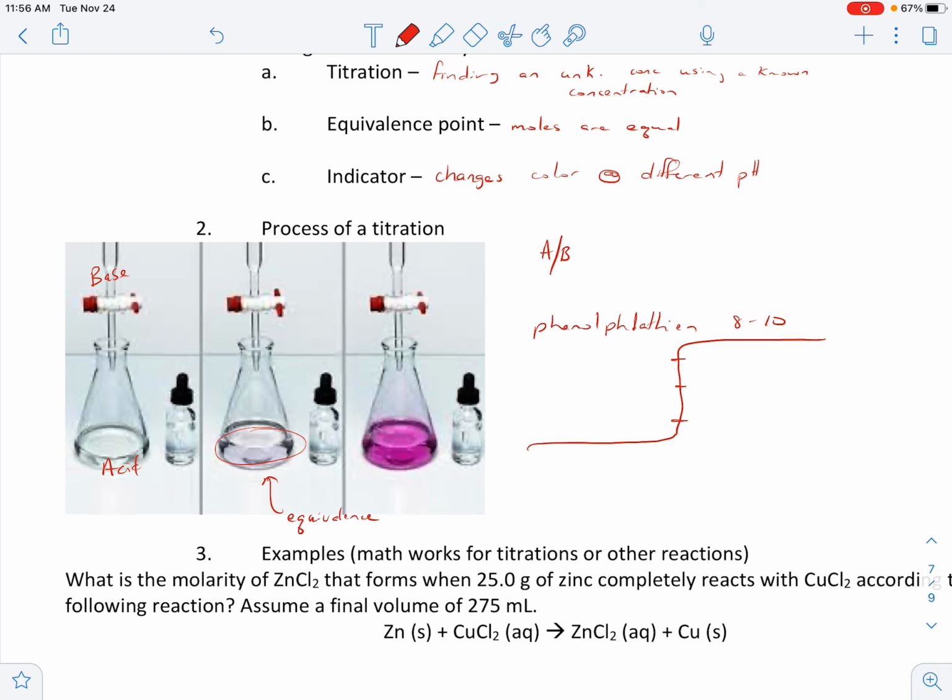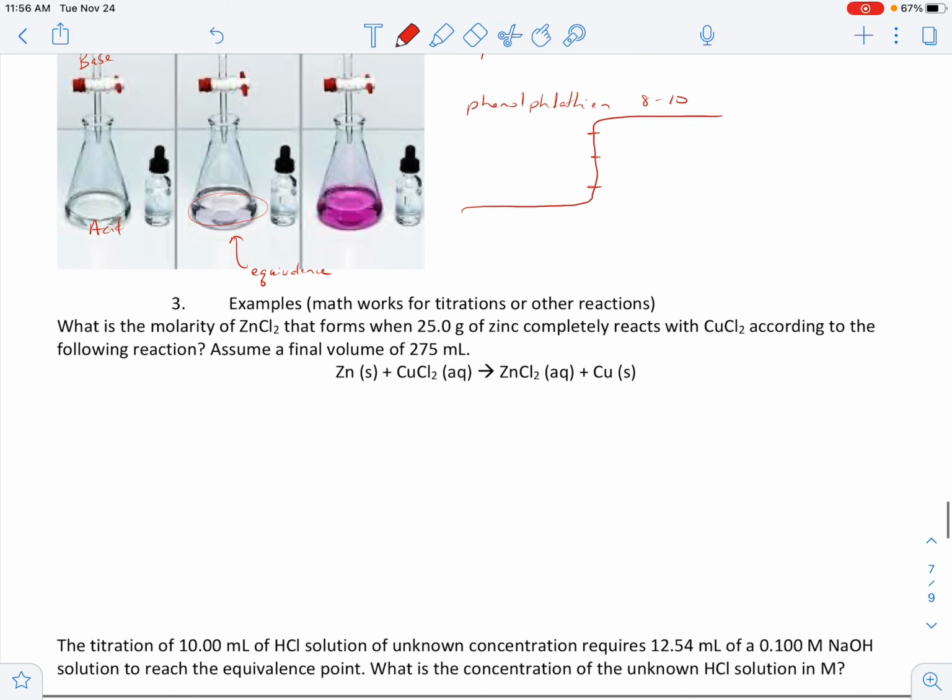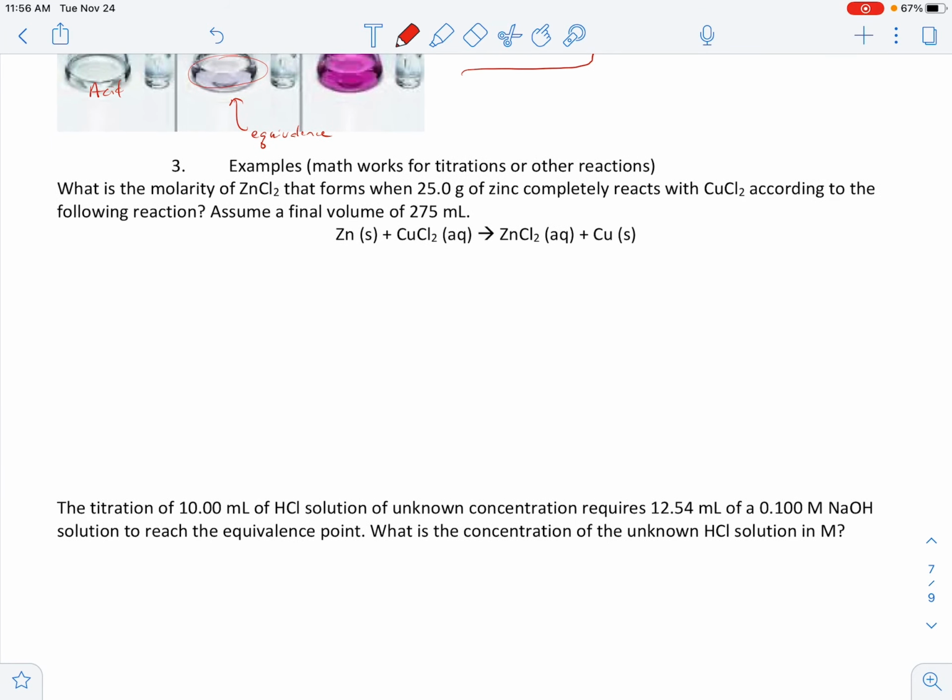So we're really focused on the math portion. If we take a peek at this, it says, what is the molarity of zinc chloride that forms when 25 grams of zinc completely reacts with CuCl2 according to the equation? Remember, there's our final volume. Remember that we can also use stoichiometry for molarity. So let's take a look at that with this example. So we've got 25 grams.